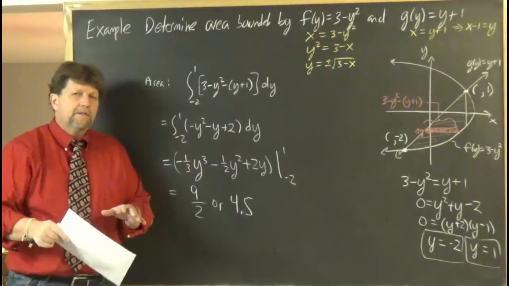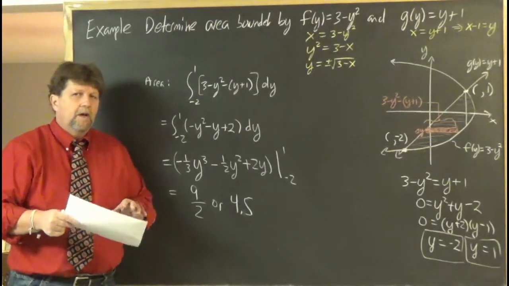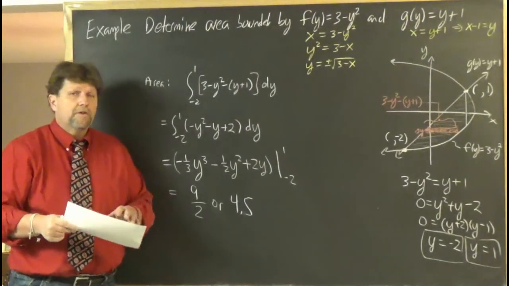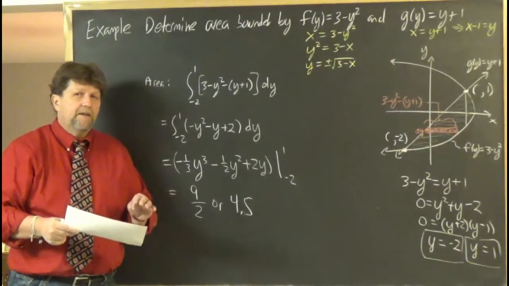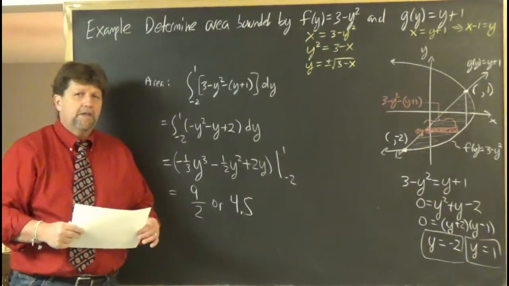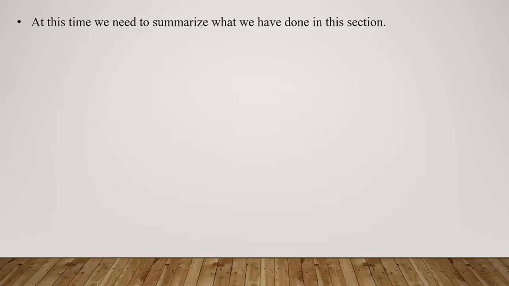All right, so that's it for this example using a horizontal rectangle. Let's head back to the slides and see what's left to finish off section 6.2. In that last example, we dealt with functions of y. We saw why it was more beneficial for us to use a horizontal representative rectangle. What we need to do right now is summarize everything that we've done in this section.